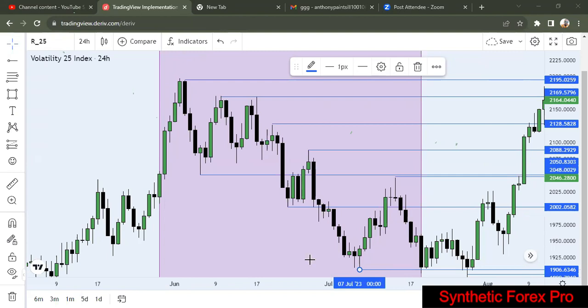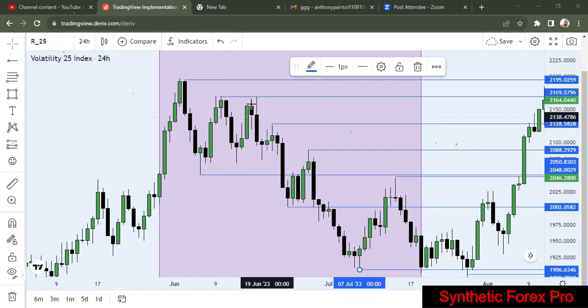Now, lower lows, beautiful. In as much as we are in a bearish market, it means that we have to seek selling opportunities, right? Good. Now, where do you sell when you are in a bearish market? Usually in a bearish market, we sell on the highs.